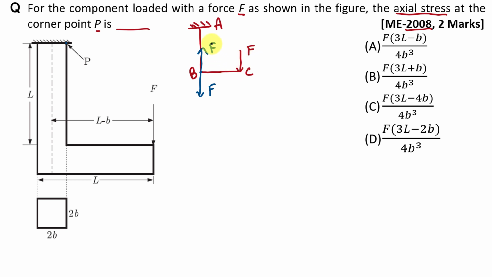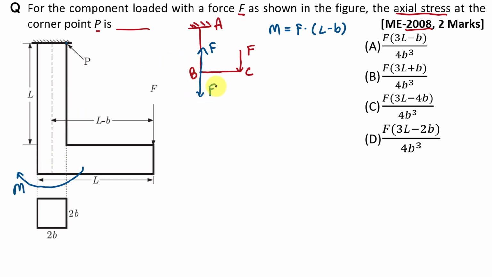Now we know that this F load and this F load will produce a couple in this member, right? Because both the forces are parallel and opposite in direction. Value of that couple will be F into the distance between these two loads, that is given as L minus B. And here we have to take the distance from the centroidal axis of this member. So M is equal to F into L minus B. So we can say that there will be one moment in this direction having value M.